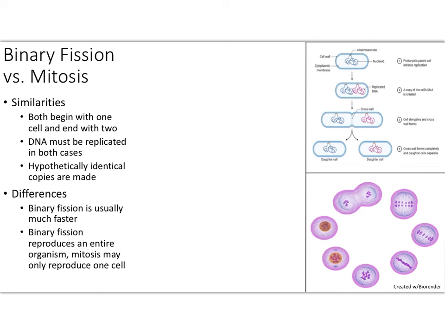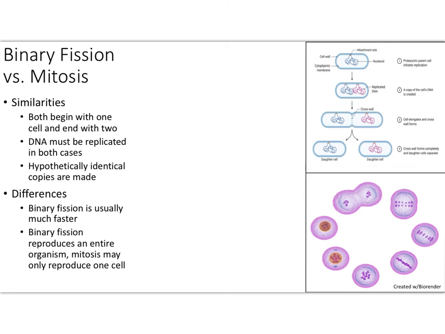And in both cases, at least hypothetically, identical copies of the cells are made. So whether you're talking about clones, in the case of bacteria, you can see sometimes they are called daughter cells as well, but most of the time they're called clones, or you're truly talking about the daughter cells that are formed during mitosis. In both cases, hypothetically, we have one cell that splits into two and creates two identical offspring.